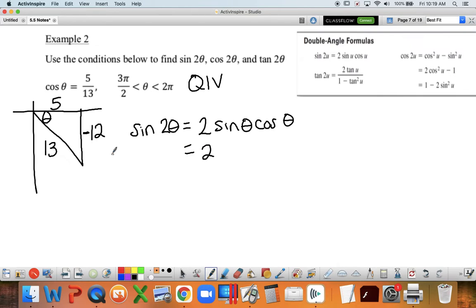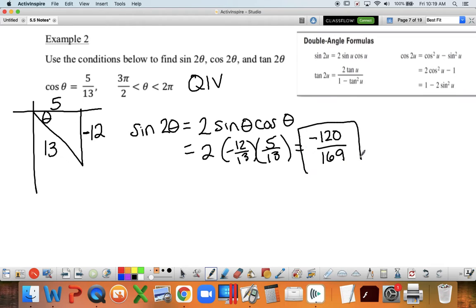So what is the sine of theta? Opposite over hypotenuse, so negative 12/13. What's the cosine? Well, they already told us in the setup, 5/13. I'm going to plug this all into my calculator and simplify it as a fraction. I get negative 120 over 169.